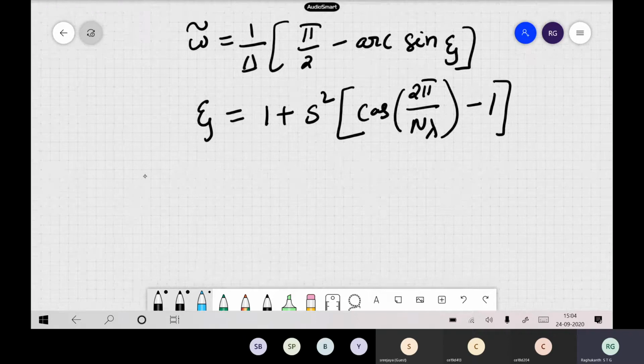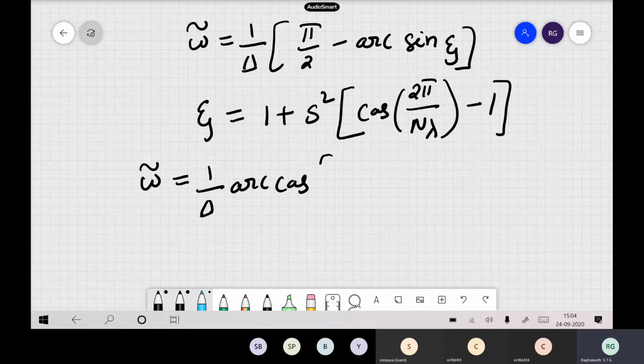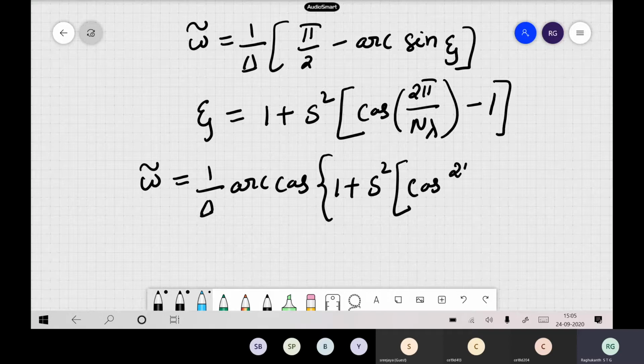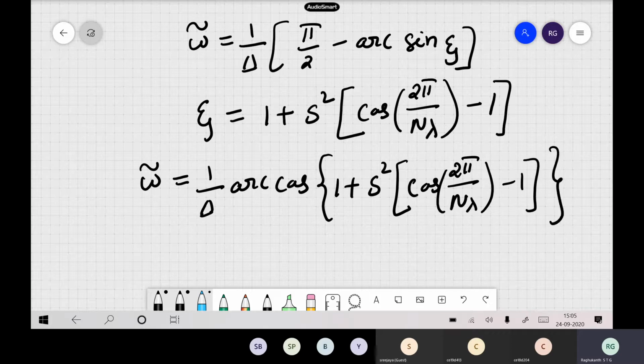Psi 1. So we also wrote in our last class, omega hat as 1 by delta arc cos of 1 plus s square into cos of 2 pi by n times lambda minus 1. So this was our expression.